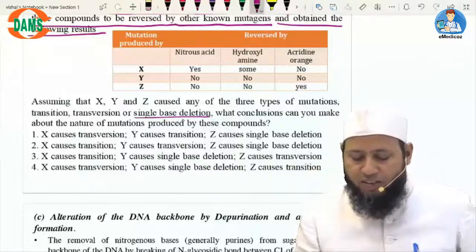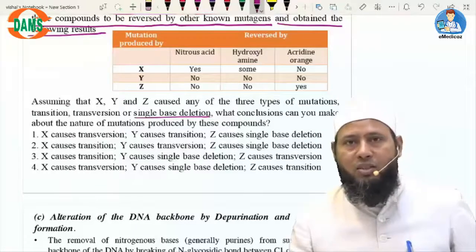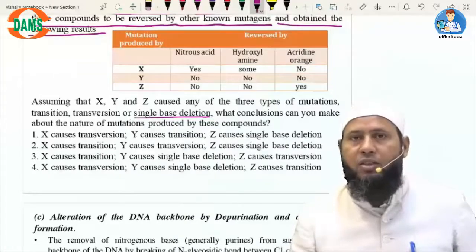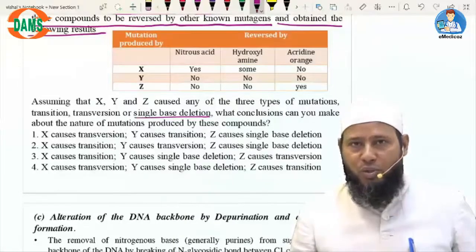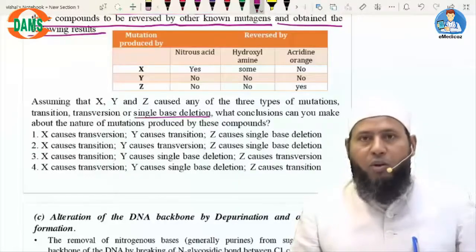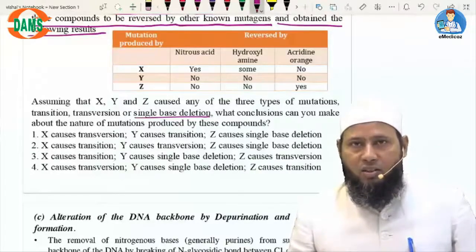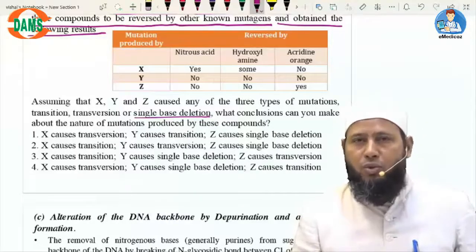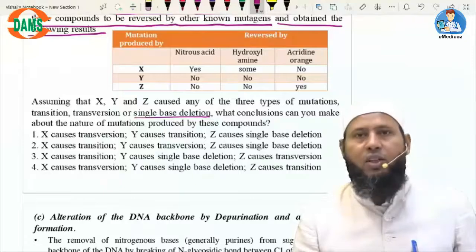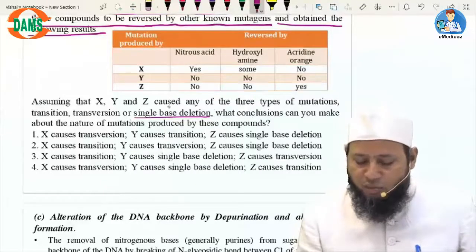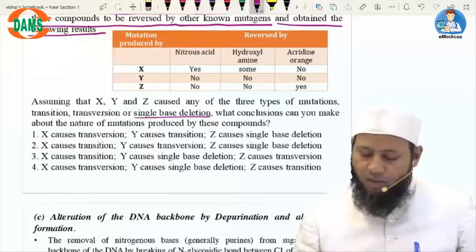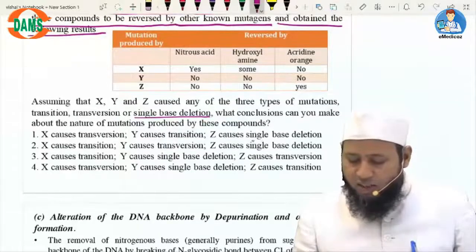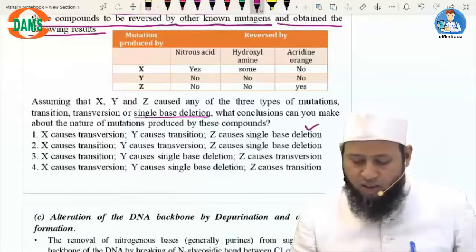A single base deletion, or a two base deletion, will result in a frame shift mutation. If there is a 3 nucleotide deletion, it will result in no frame shift mutation, maybe a single amino acid deletion, so that will not cause a frame shift mutation. So single nucleotide deletion and 2 nucleotide deletion or addition will definitely result in the frame shift mutation. The single base deletion means a frame shift mutation. So we know Z causes a deletion mutation. Z causes single base deletion, it means it's okay.